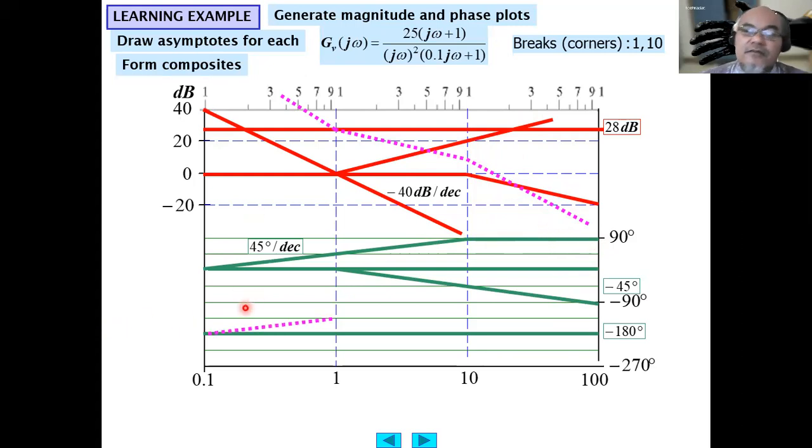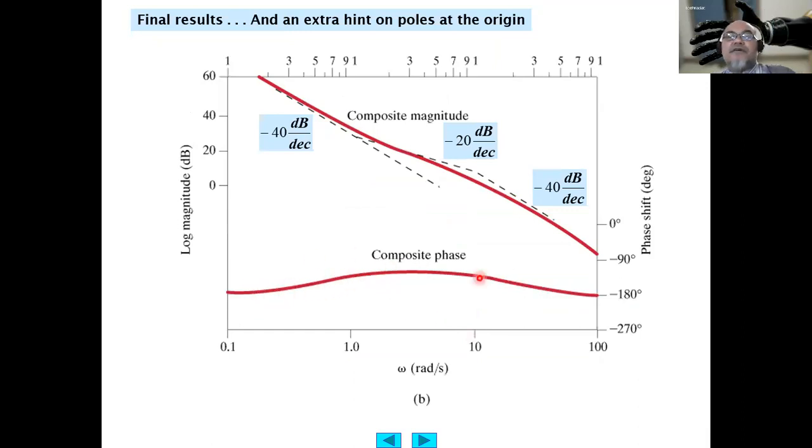And the composite phase, we can calculate similarly. So this becomes a 45 degree increase from this minus 180 degree. At this stage, the contribution from this will cancel with the contribution from here, so it will just be flattened. After that, it will decrease again with this minus 45 degrees per decade. So if we draw the composite phase like this, while the composite magnitude is like this.